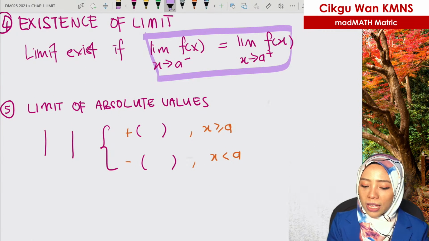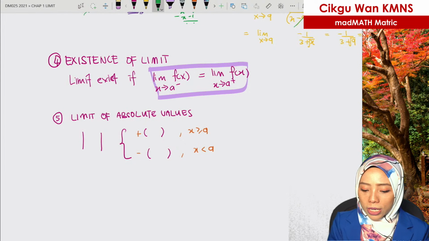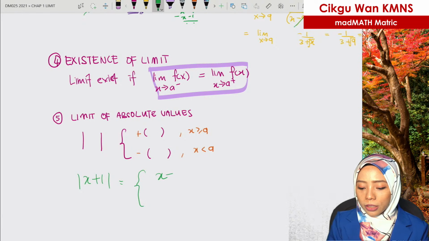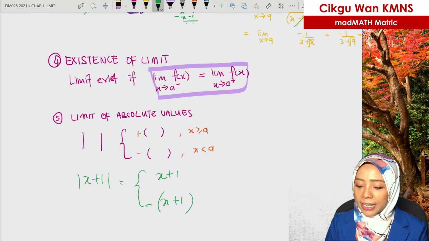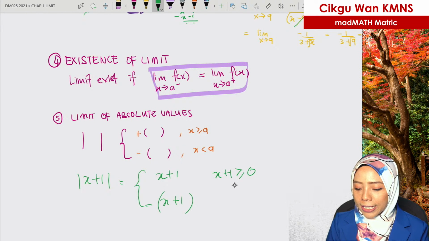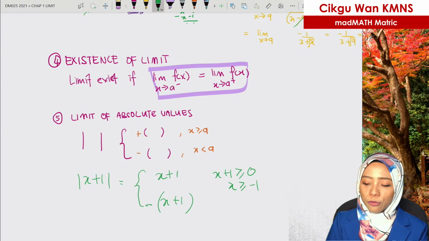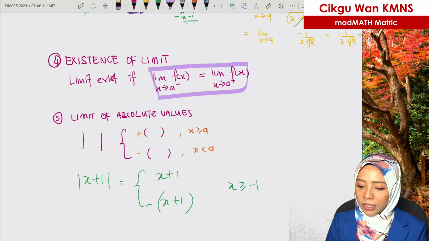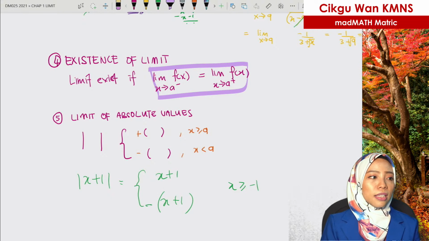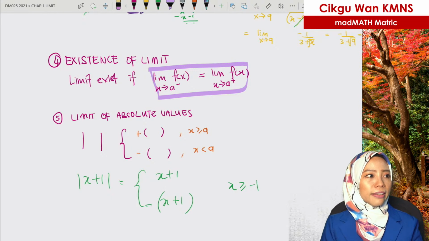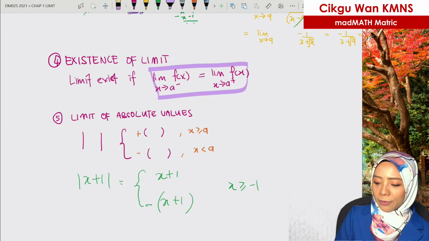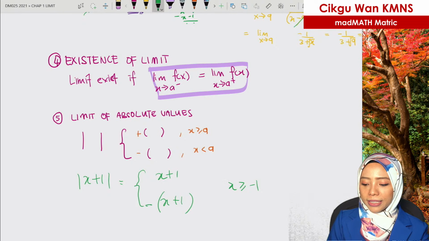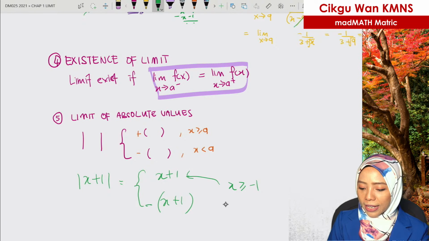So absolute values basically, if you have, for example, x plus 1, you have to write down it's either x plus 1 or negative x plus 1. For x plus 1, it is greater than 0, therefore x is greater than negative 1. Okay, can you see me when my handwriting is yellow? How about green? Green okay. Alright. So x is greater than negative 1 for this function.